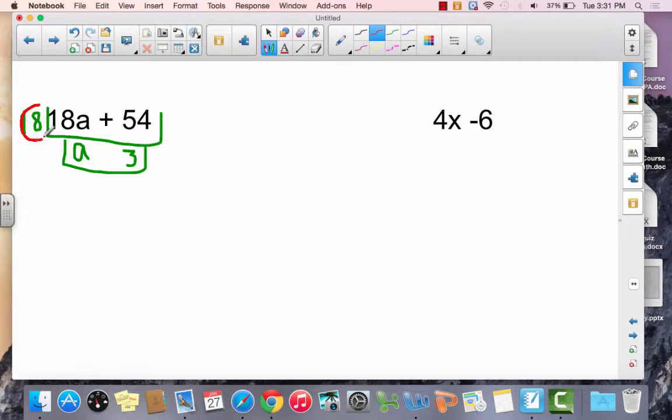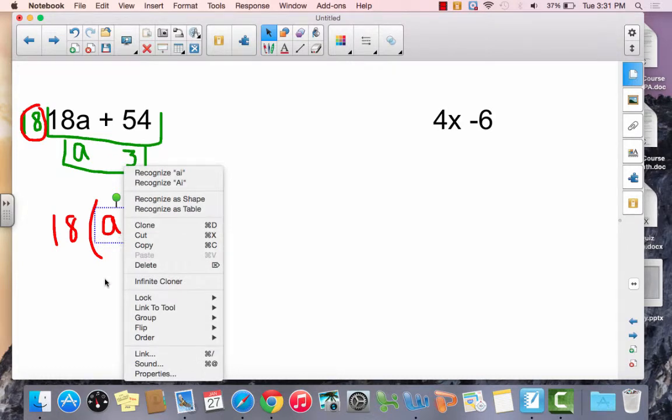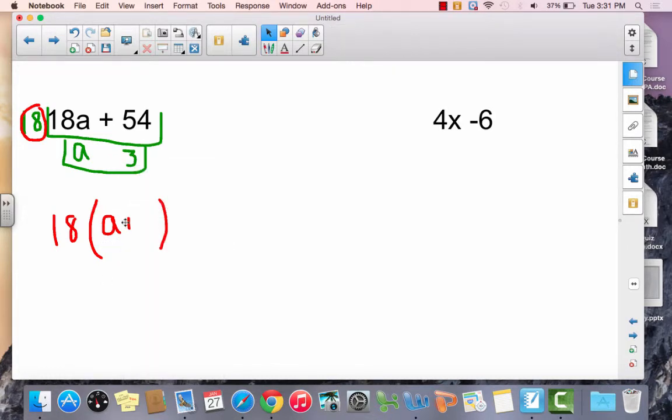The number on the side is the factor that we pulled out. That stays outside the parentheses. The terms on the bottom layer of our cake go inside the parentheses. And I keep the operational symbol from my original expression. So this one would become 18 times the quantity a plus 3.